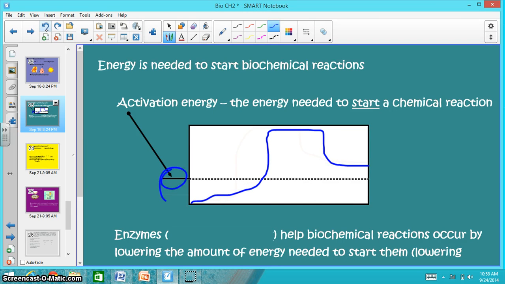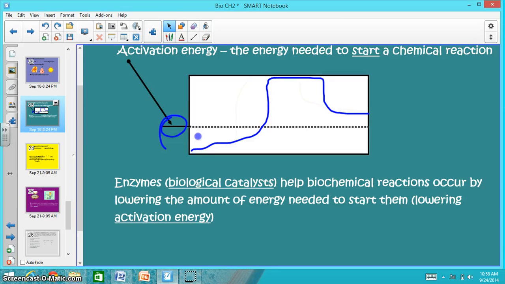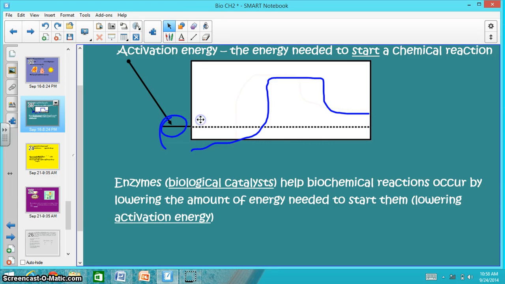Now, in order for your body to be more efficient, we use enzymes. Enzymes are a special kind of protein that are referred to as biological catalysts, and they actually allow these chemical reactions that are occurring in your body to occur with less energy. They lower the activation energy, so the chemical reaction can actually occur sooner. And not as much energy is needed thanks to these special proteins called enzymes.